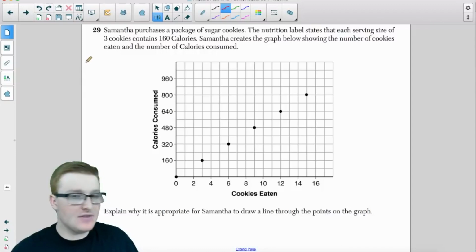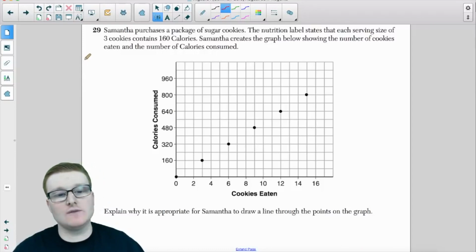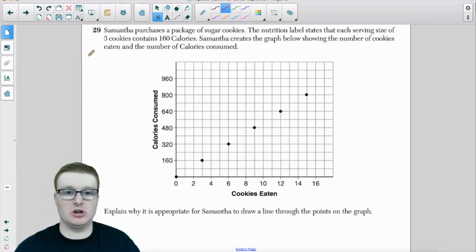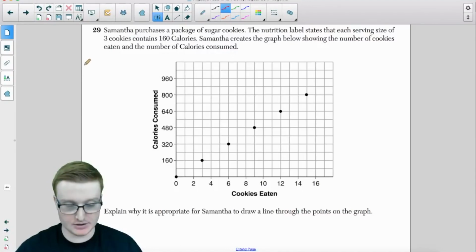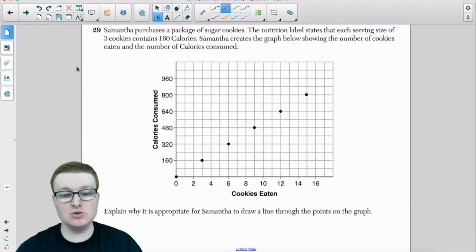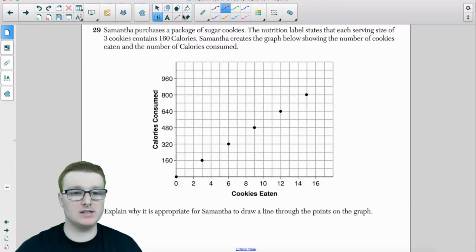Here we go. Samantha purchases a package of sugar cookies. Love sugar cookies during the holidays. The nutrition label states that each serving size of 3 cookies contains 160 calories. Samantha creates the graph below showing the number of cookies eaten and the number of calories consumed. Explain why it is appropriate for Samantha to draw a line through the points on the graph.